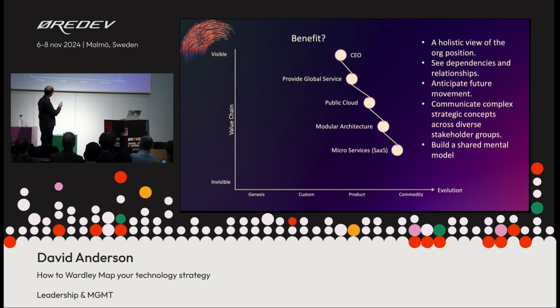You can anticipate future movement. When this thing moves, we'll then do this. You can talk about really complicated concepts with a map. Like, should we move? Is this the right thing to do? Is that the right thing to do? And for me, what's really important, I think, for architects and stakeholders, is that you build that kind of shared mental model.